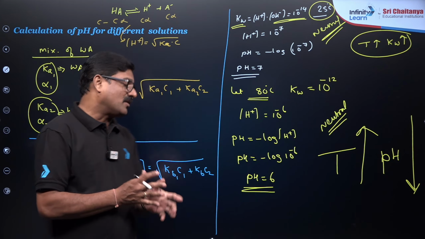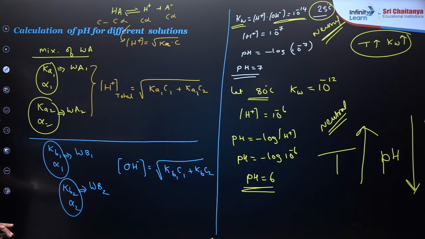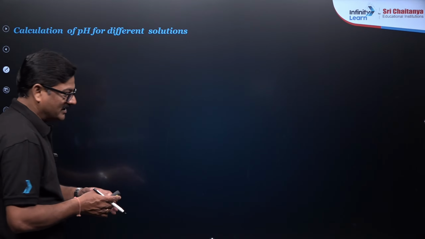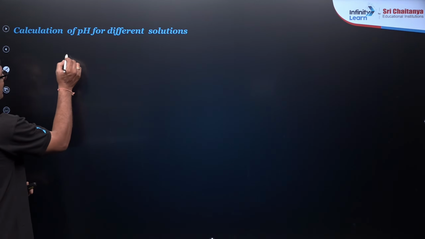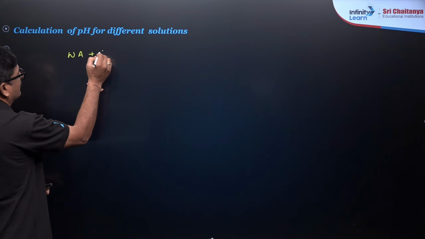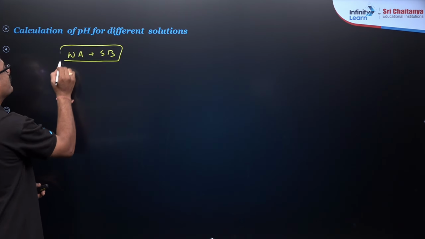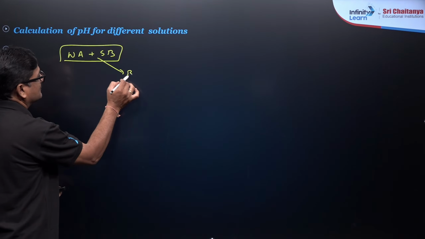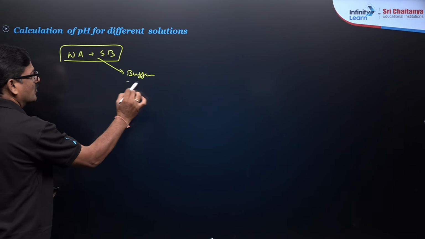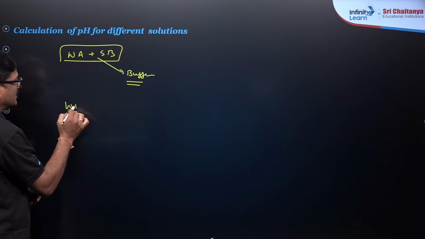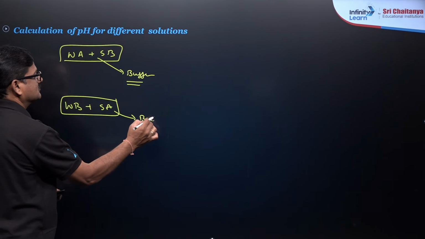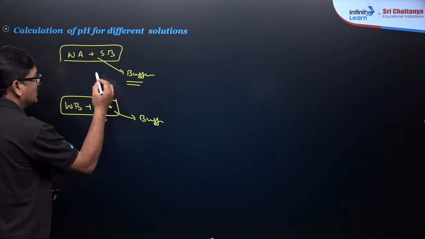Okay, my dear children, come on, let us do more. And the pH of different solutions. You want to mix a weak acid and a strong base. If you mix a weak acid and a strong base, you are going to get a buffer. Similarly, with a weak base and a strong acid, you are going to get a buffer, if the concentrations satisfy the Henderson-Hasselbalch equation.